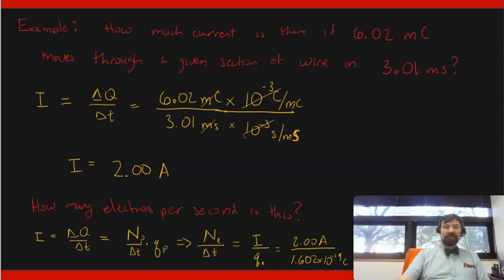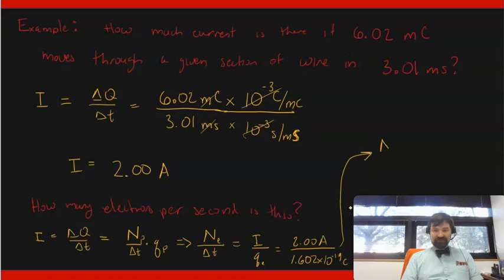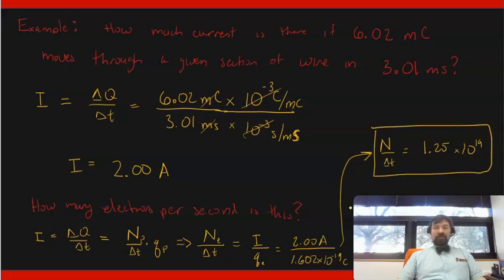If you plug all that into your calculator, what you will get is about 1.248439, etc., times 10 to the 19. So let's round that to the 3 significant figures that we have to work with, your number per unit time would be 1.25 times 10 to the 19 particles. And that's it.